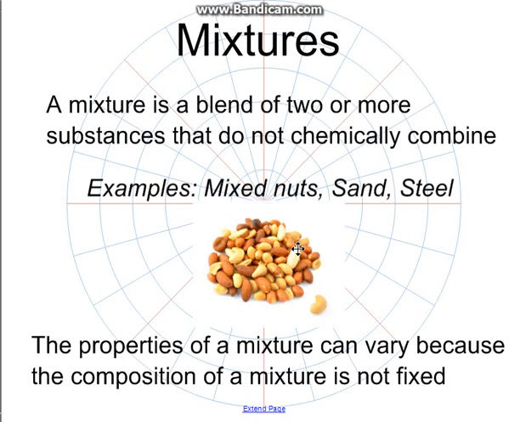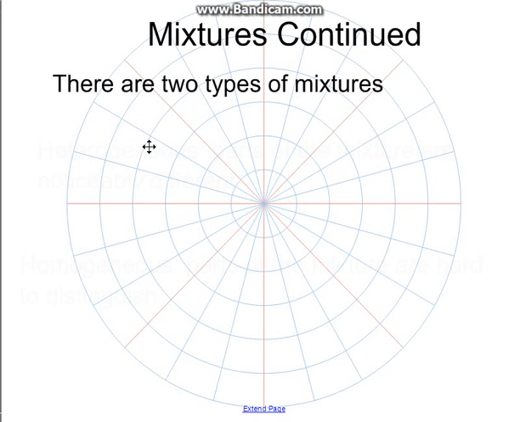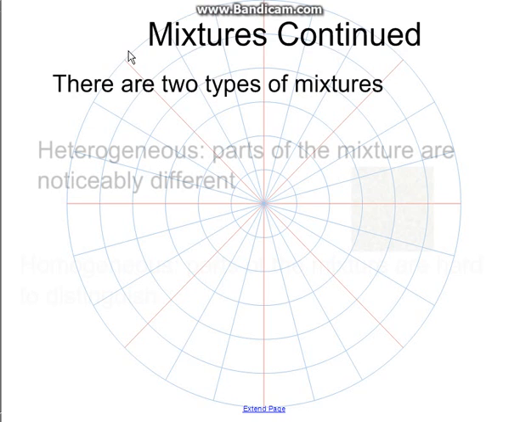They're still considered the same mixture of mixed nuts, but they have different properties because it really depends on how many nuts of each kind you have. Now, when we talk about mixtures, there are 2 different types. The first type is called heterogeneous, and that means parts of the mixture are noticeably different from each other.